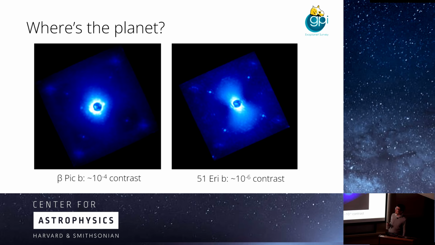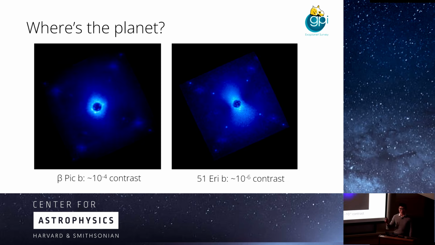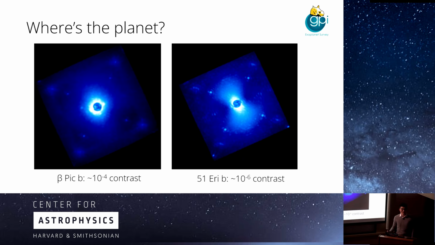On the left is Beta Pictoris b. This is the brightest directly imaged planet. And on the right is 51 Eri b, one of the faintest planets we've ever directly imaged. So can you find the planets in the image? Any guesses? You think it's this one? That's the one. I want you to look at the right. Any guesses here? No guesses?